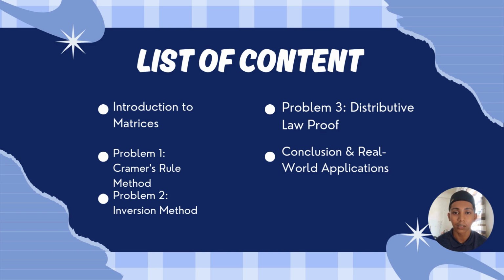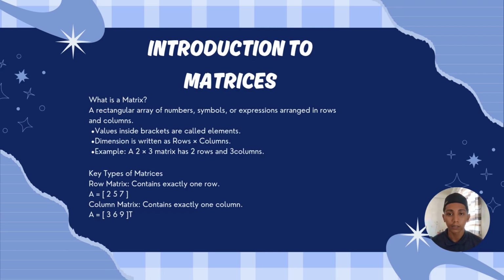And I'm going to teach you how to use the Cramer's rule method. Okay, first thing first, what is a matrix? A matrix is a rectangular array of numbers, symbols or expressions arranged in rows and columns. Each entry inside the bracket is called an element, and the dimension is written as row x column. On the slide I show you two types of matrices. The first one is the row matrix and the second one is the column matrix.